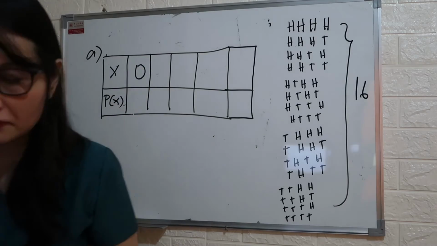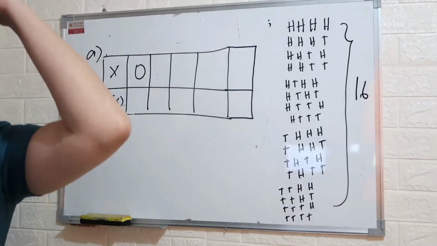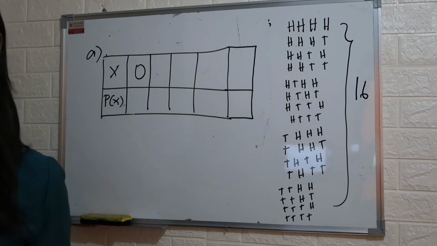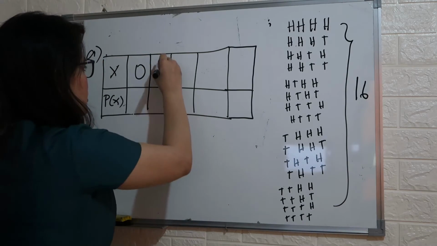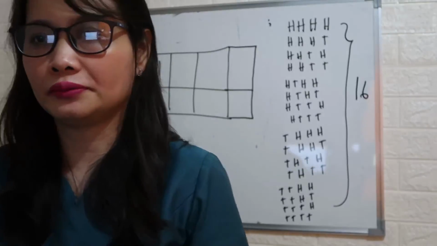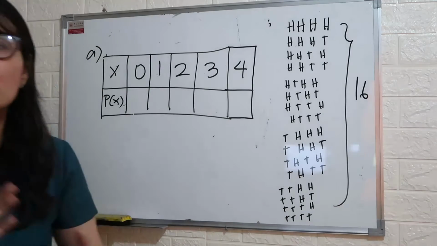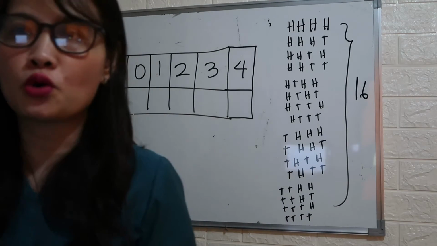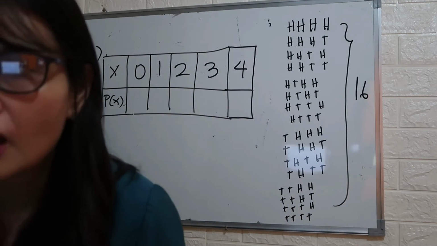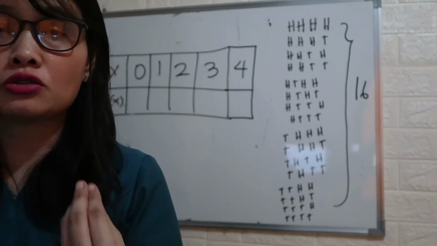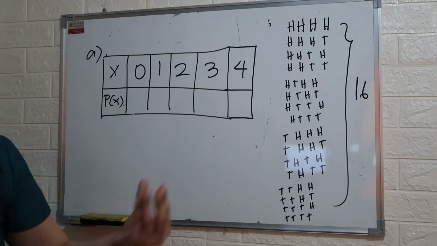Next, what about the second value? 1. Okay, 1. Next value, 2. Okay, 2. 3, and then 4. Why is it up to 4 only? Very good. Because we only have 4 tosses of a coin. So we need to toss a coin 4 times, so the value is up to 4.